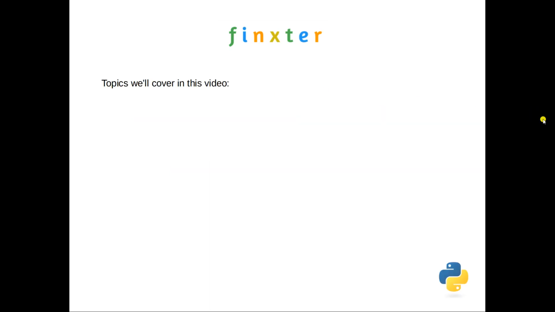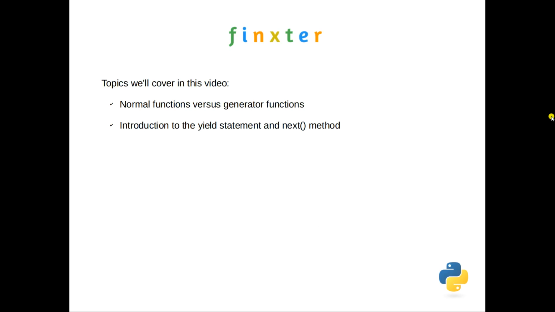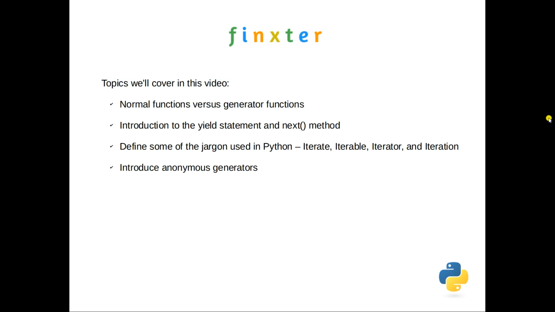So the topics we're going to cover in this video. We will look at normal functions versus generator functions, and we'll discuss the yield statement and the next method, which are used with generator functions. We'll define some of the jargon we use in Python, iterate, iterable, all of those words that you hear a lot. Most of you will know what they mean, some of you may not, so we'll clarify that. And we'll then introduce anonymous generators, and finally we'll discuss why and when you might use generators.